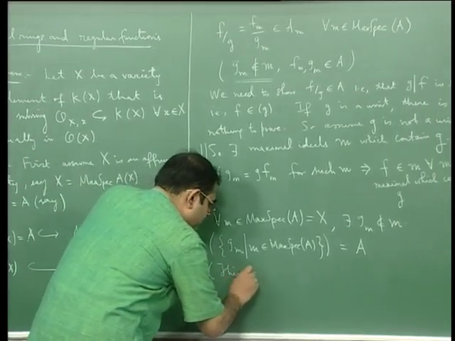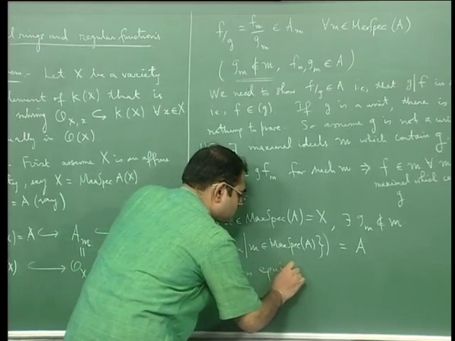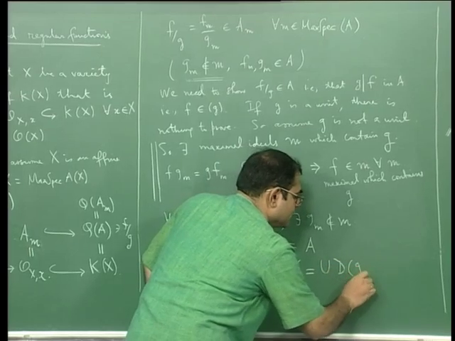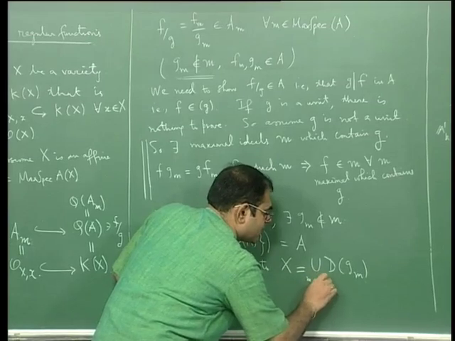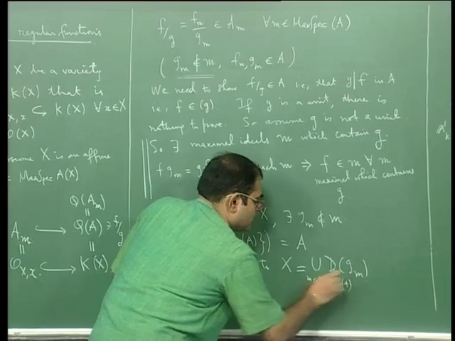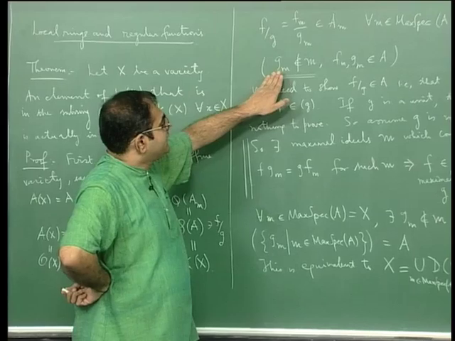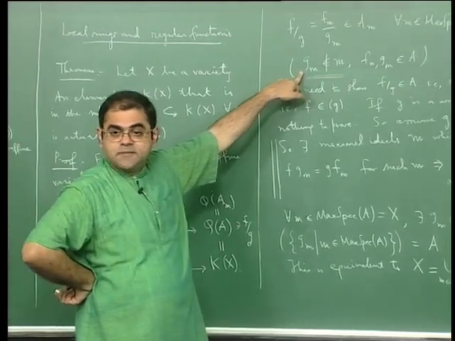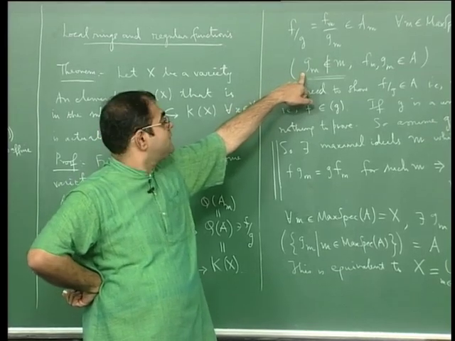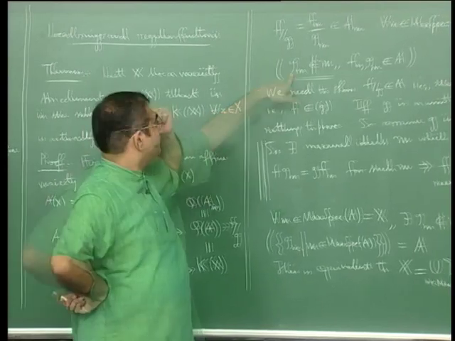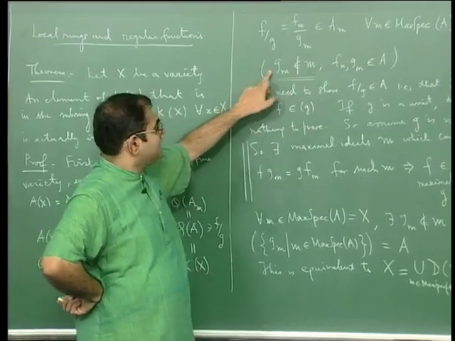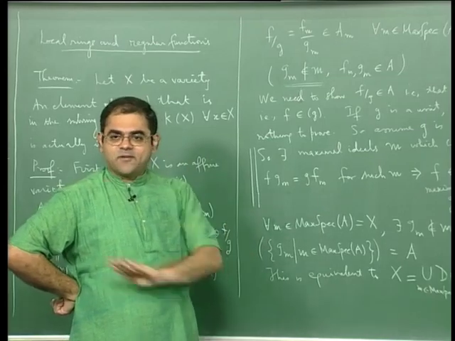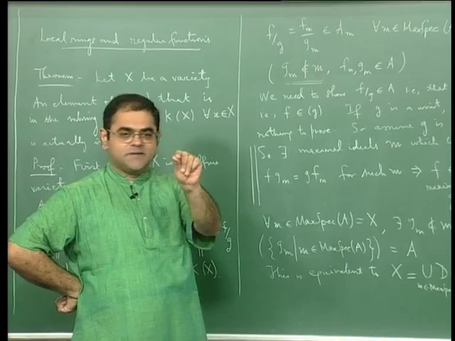This is equivalent to saying that X is given by the union of all the D(g_M), where M belongs to max spec A. Because, if g_M is not in M, look at D(g_M). What is D(g_M)? It is the basic affine open set where the function g_M does not vanish. So it is the same as saying that the point corresponding to M is in the basic open set defined by g_M. I have taken all the maximal ideals, so I have covered all the points, and for each point I have this D(g_M).